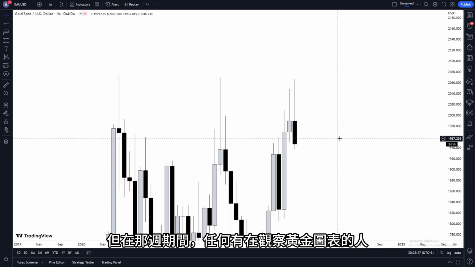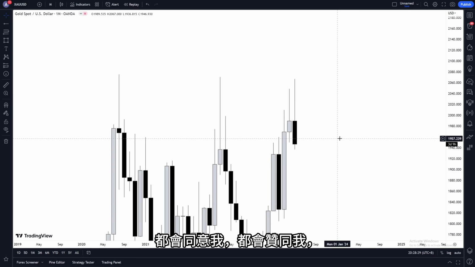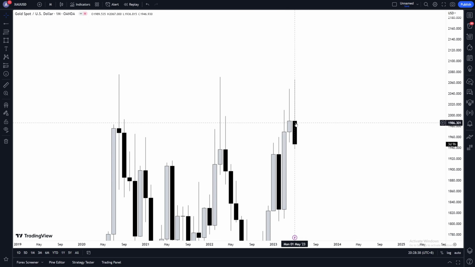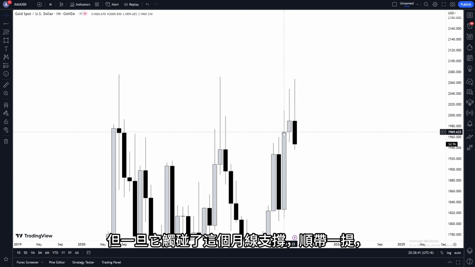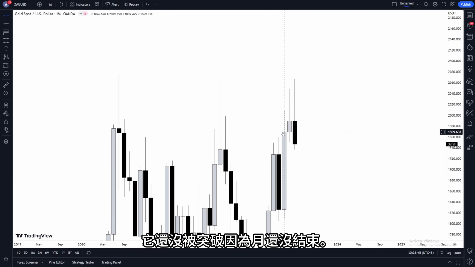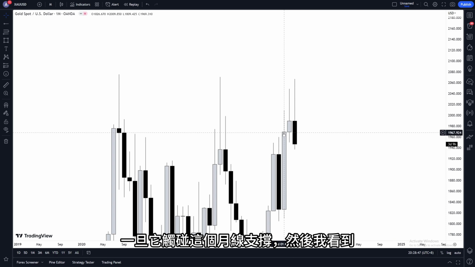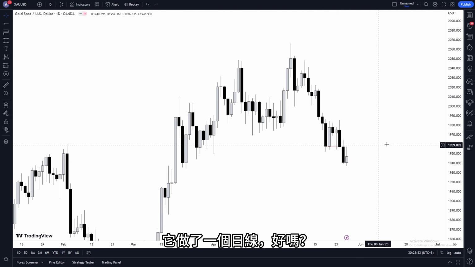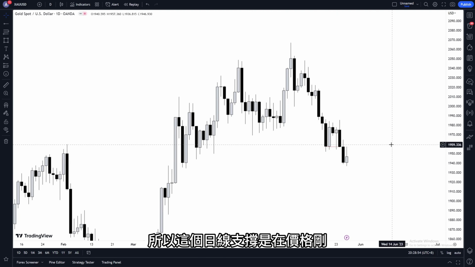But during that week, anyone who's observed the charts of gold can agree with me that with the moment the candle came down, guys, the candle was never like this. The candle was just a bit like here. Then it sold and sold and sold. But once it touched this monthly support, which by the way is still not yet broken because the month isn't over yet, I saw that it made a daily. So this daily support was made after price came into contact with the monthly. So that's the first thing.